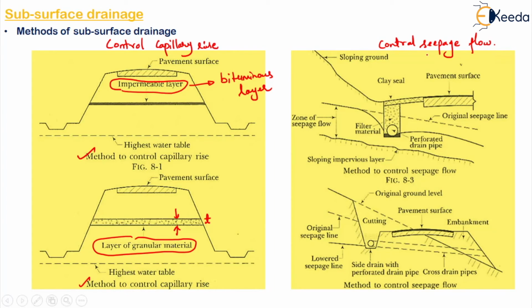Next one is the methods by which you can control the seepage flow. If the ground is sloping and the seepage zone is at a depth of about 60 centimeter to 90 centimeter from the edge of the pavement, the preferred drainage pipe with filler material is provided. If you observe here, there is a perforated drainage pipe, right? And there is a filler material.